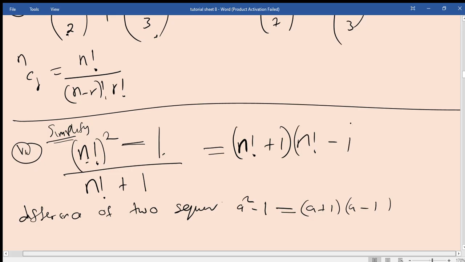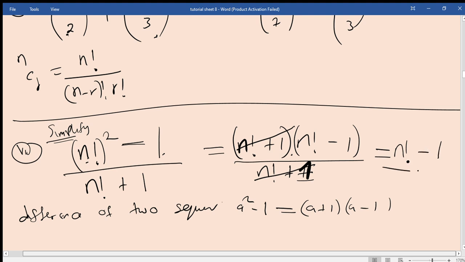But remember, we have a denominator which is n factorial plus 1. So this is multiplication. I'm seeing something similar in the denominator and the numerator, which can cancel out, so this one and this one can go. The simplified version becomes n factorial minus 1. This is the simplified version because the question just said simplify. So we have n factorial minus 1 as our solution. As simple as that. You have simplified your expression.